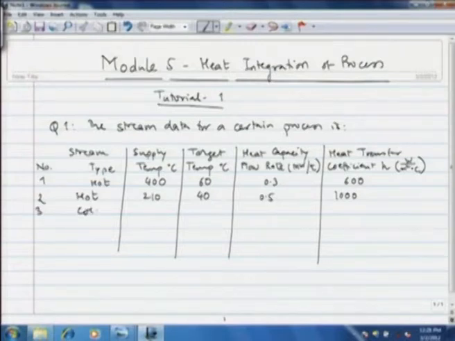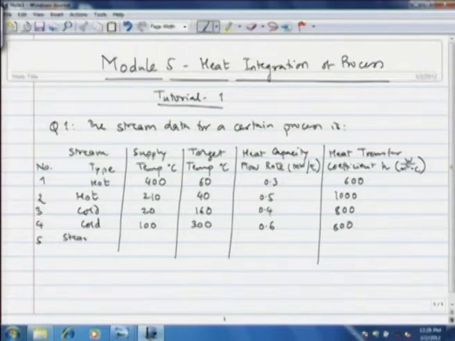Then third stream is cold stream, the supply temperature is 20, target temperature is 160, heat capacity flow rate 0.4 and heat transfer coefficient 800. Fourth stream is also a cold stream, supply temperature 100, target temperature 300, heat capacity flow rate 0.6 and heat transfer coefficient 800. The hot utility is steam.